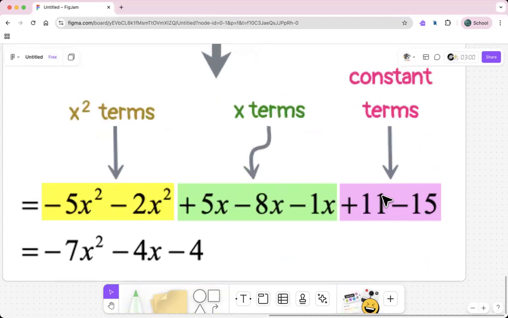Now I have to use my integer rules. So negative 5 minus 2 gives me negative 7x to the power of 2. Positive 5 minus 8 minus 1 gives me negative 4x to the power of 1. And positive 11 minus 15 gives me negative 4.